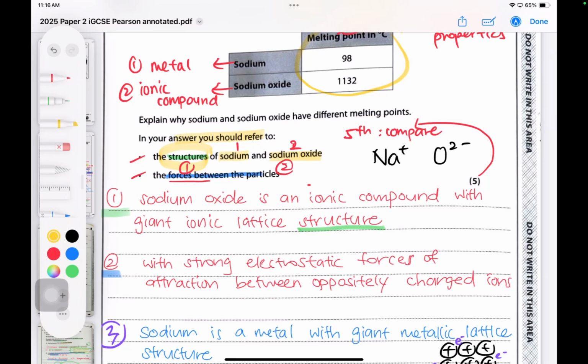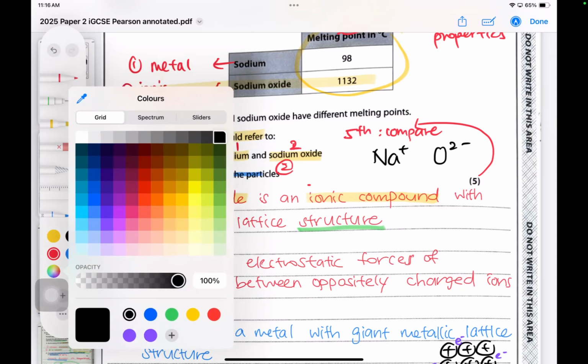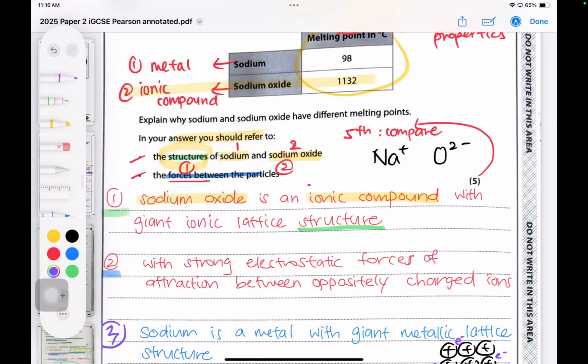We can focus on one substance. In this case, I've decided to focus on sodium oxide first because most of the students are really familiar with ionic compounds. So I'm starting with the ionic compound, my sodium oxide here. Okay, so sodium oxide is an ionic compound, make it very clear. And what exactly is the structure of an ionic compound? Because they want you to focus on structures, isn't it? So you need to be able to describe the structure of an ionic compound, and that is giant ionic lattice structure.